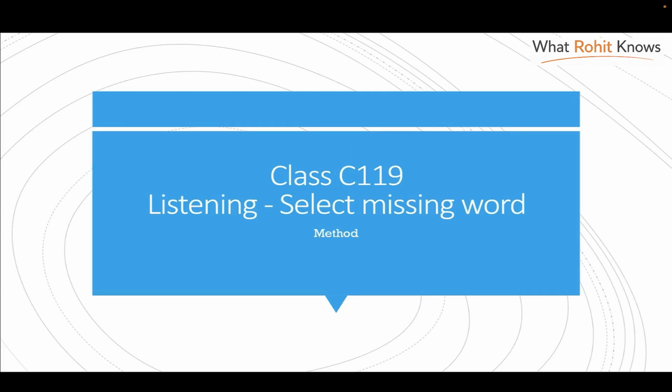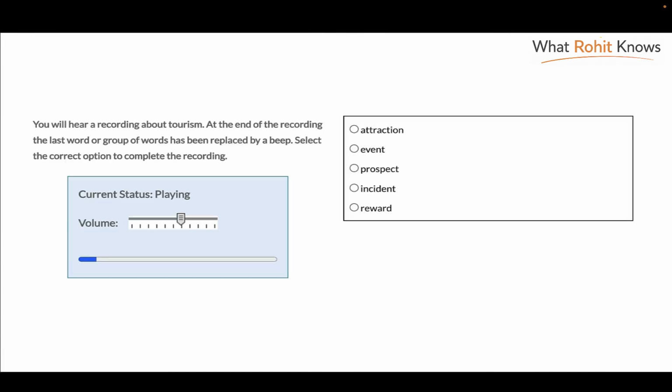Listening, select missing word method. Let's look at the step-by-step method for this question type. So quickly look at the question screen on the left. At the top, you have the instructions. The first sentence of the instructions tells you what the audio is going to be about. And then on the right, you have the options. One of those options you have to select to complete the audio that you're going to hear.